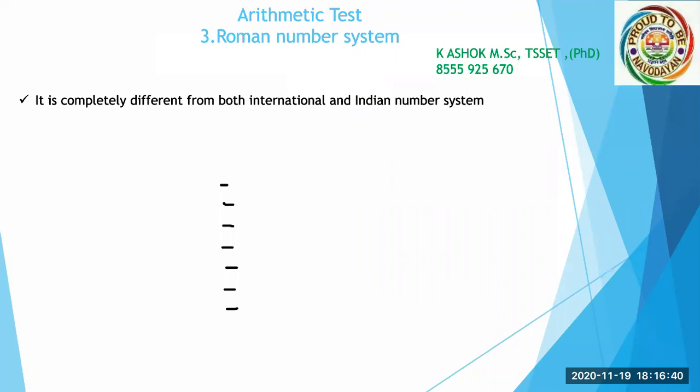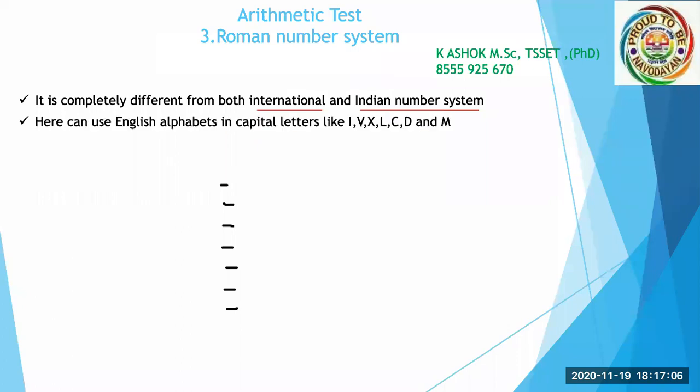So you can see the Roman number system is completely different from both the international and Indian number systems. The Roman number system is completely different from the international and Indian number systems.